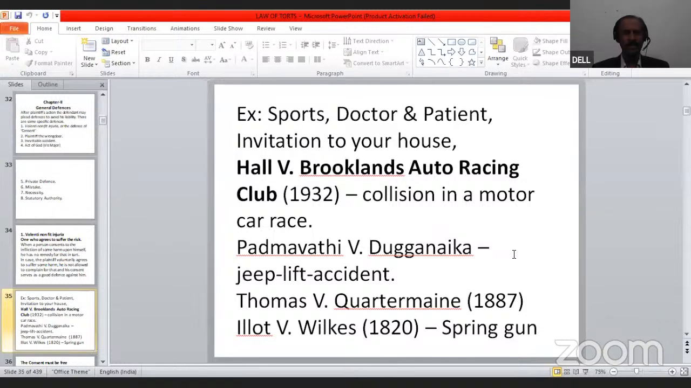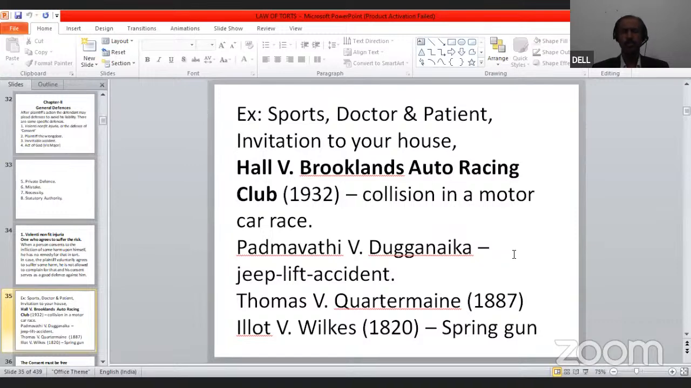Only a few points will be there, so how will you understand that? If the servant is driving a master's vehicle, there is responsibility, because he is not supposed to give entry to anybody. Of course, it is a clear-cut prohibition, implied also. Thomas versus Quarterman is again a contractual relation between the employer and employee.